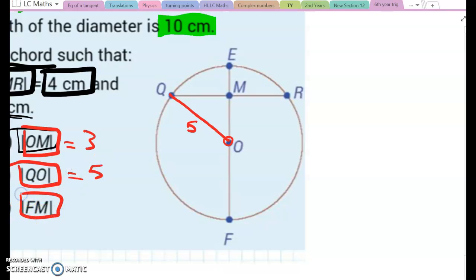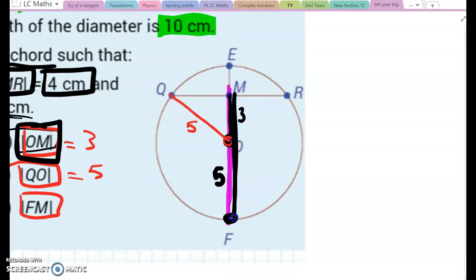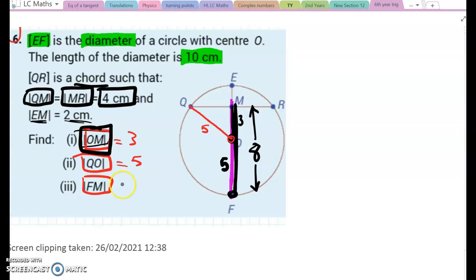And now they want us to find FM. FM is this unusual line here. Well, it's fairly straightforward. We know that O to F is 5. It's the radius. We found in question 1 that O to M is 3. So FM is 8. Simply just putting together the pieces of information that we have to find that last piece. Okay, that's it. Not too bad when you actually break it down.